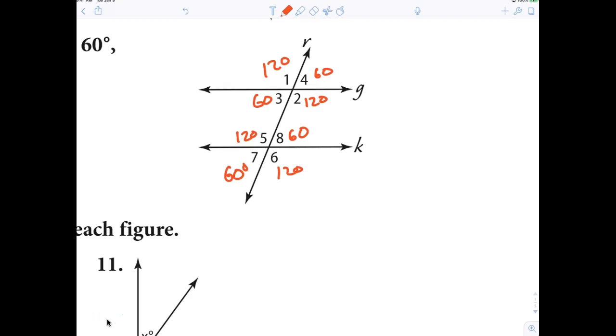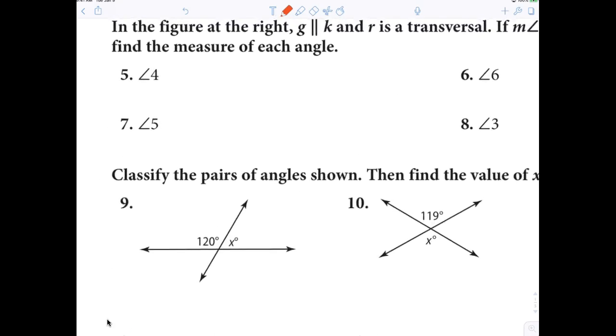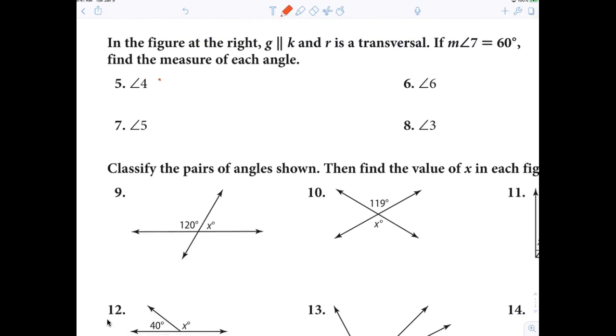All right. Should be pretty simple for you. And so now you just fill in the answers. Number 5. What's angle 4 again, Chloe? Just tell me the answer. Angle 4 is 60 degrees. Number 6. Number 5. And angle 3 is 60 degrees. All right. Is everybody happy with that?